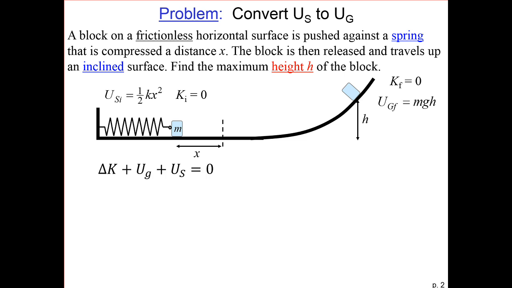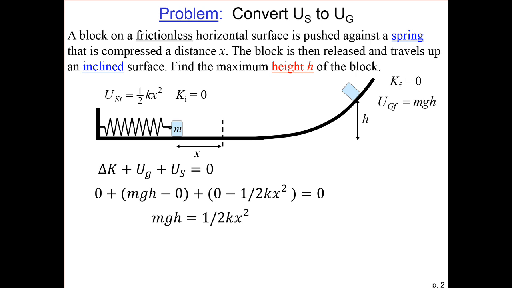Again, we start by writing down our formula for the conservation of energy. Delta K plus the change in gravitational potential energy plus the change in the spring potential energy has to equal 0. So kinetic energy has to be 0 since the block is not moving, either at the beginning or the end of the problem. The gravitational potential energy is increasing. It starts at the bottom and goes up, so the change is equal to mgh. The spring potential energy is decreasing, so it starts at 1/2 kx squared, and then it goes to 0, so the change is a negative 1/2 kx squared. We rearrange this to set mgh equals to 1/2 kx squared, and this time we solve for h, the height.